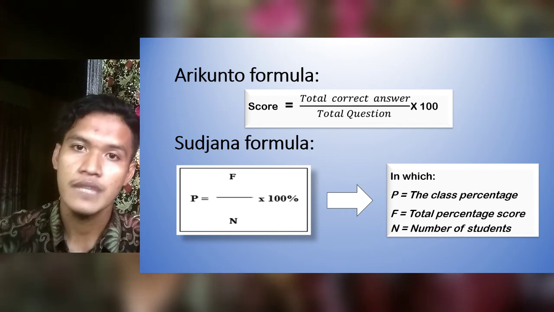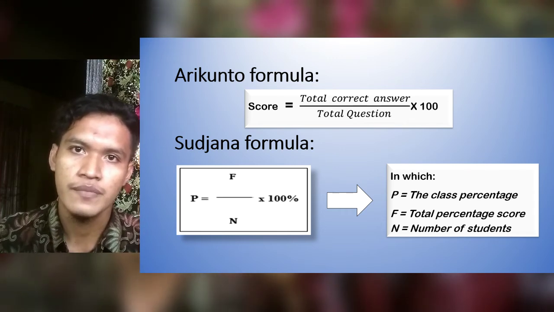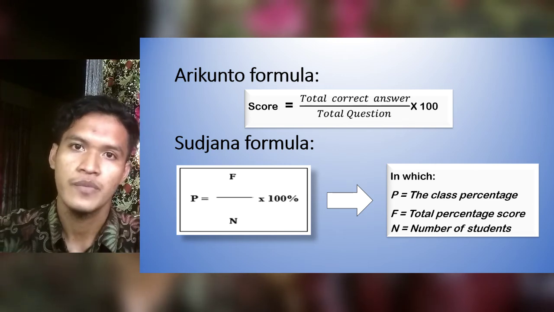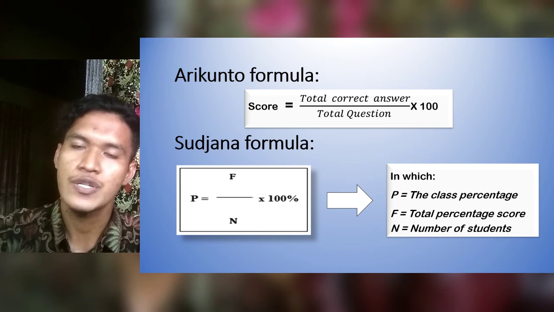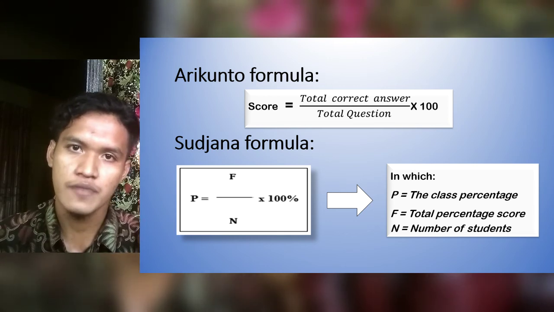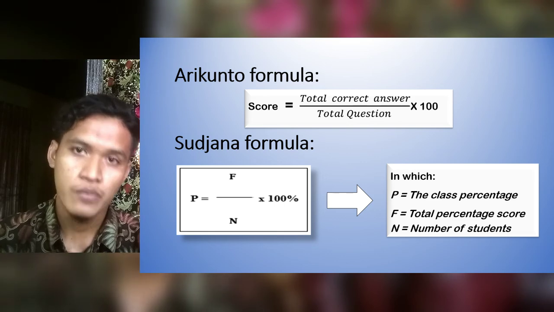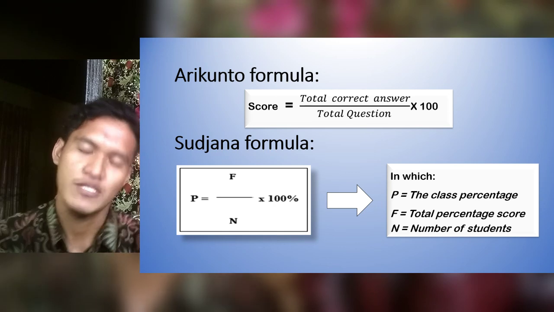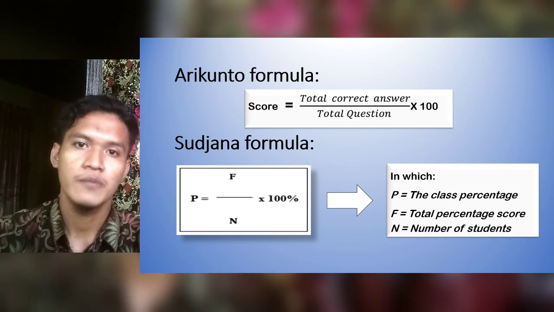At the end, if the students have reached the criteria that have been determined, the classroom action research will be successful. In this research, the research will be successful when 75 percent of the students achieve some improvement in scores from the pre-test to the post-test. So I think that's all the explanation about my proposal.